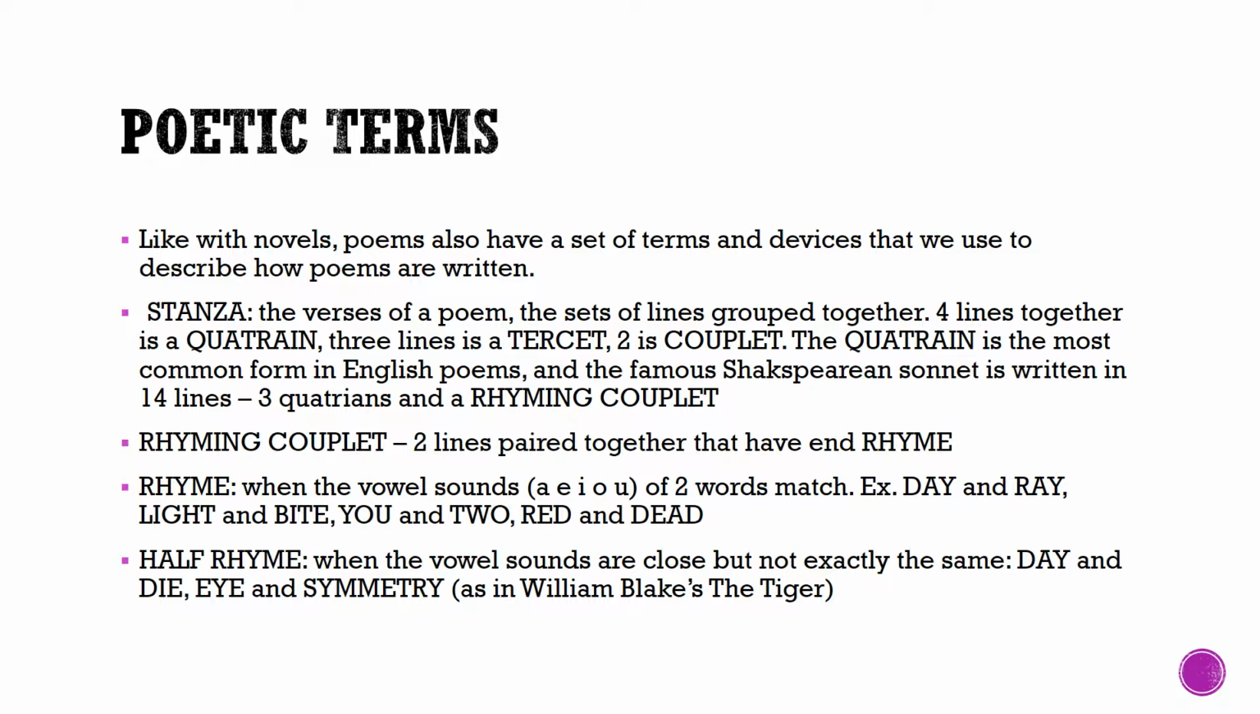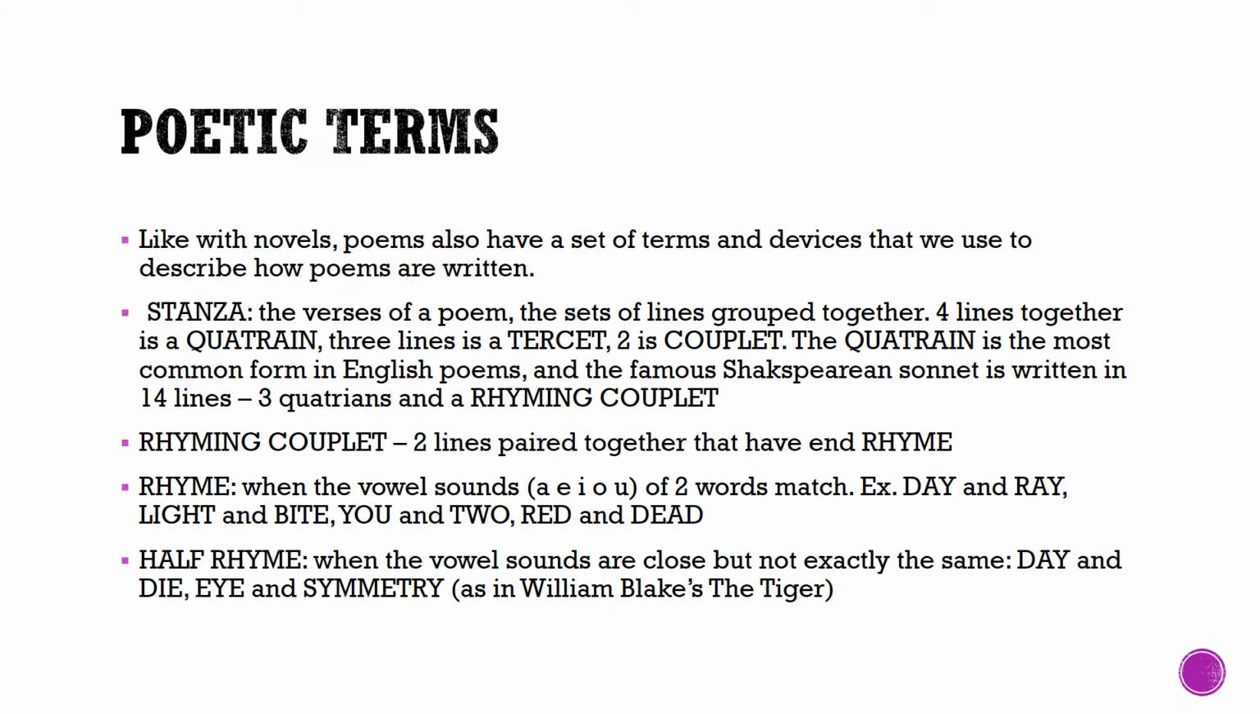Four lines together is a quatrain, three lines is a tercet, two is a couplet, and so on. The quatrain is the most common form in English poems, and the famous Shakespearean sonnet is written in 14 lines: three quatrains and a rhyming couplet. A rhyming couplet is two lines paired together that have end rhyme, that is, a vowel sound that's the same at the end of the line.